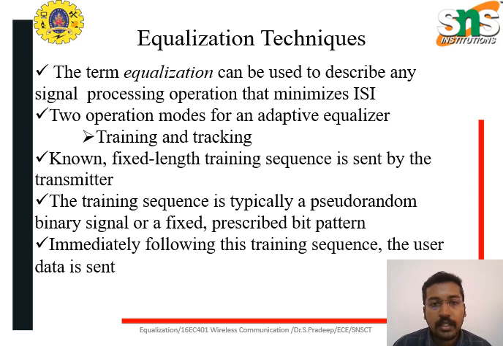Two operation modes are used in equalization techniques. First one is training and second one is tracking. A known fixed length training sequence is sent by the transmitter to the receiver. The training sequence is typically a pseudo-random signal which is of fixed length. Immediately following the training sequence, the user sends the data.